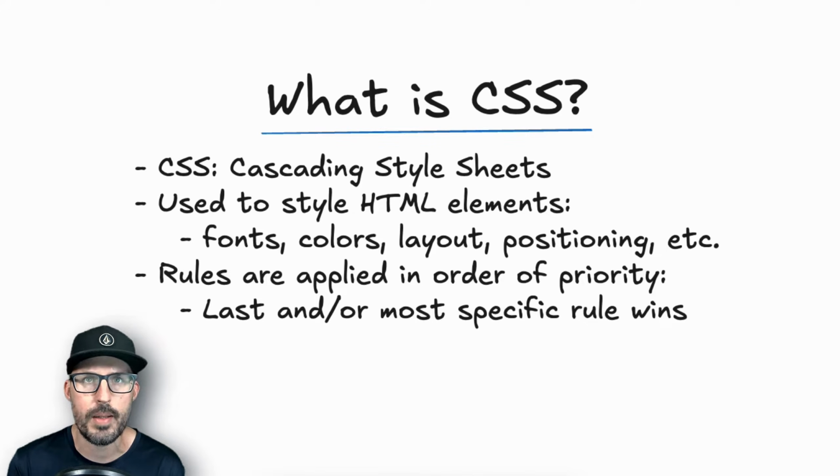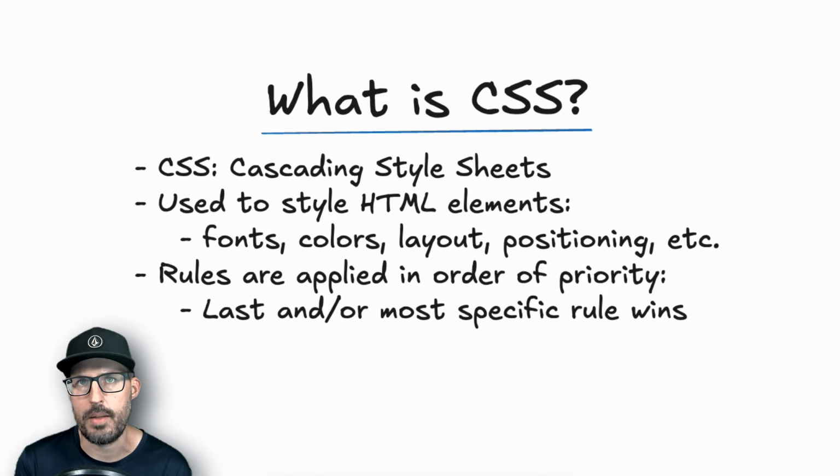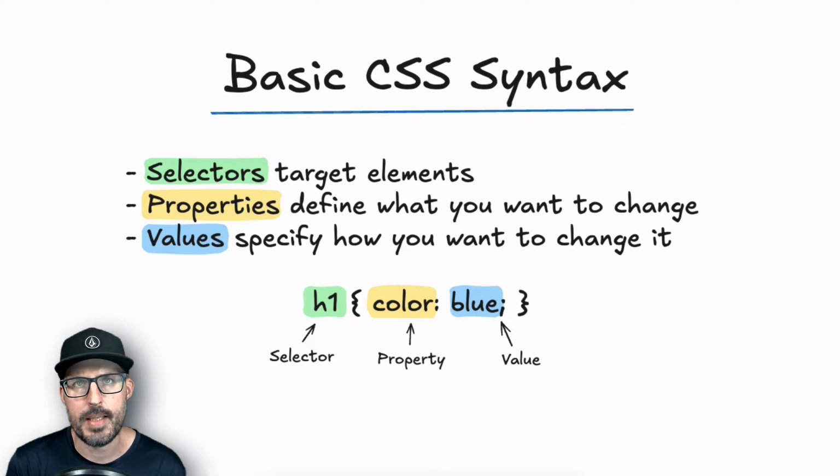And that's the fundamental thing that you need to understand about CSS. Now, CSS is made up of rules, and we're going to look at a few of these in just a minute. But the first C in CSS is for the cascade. And this essentially means that these rules are applied in order of priority, and the last and or most specific rule wins. And we'll take a look at an example of that in just a minute. But before we get to that, we need to talk about the basic CSS syntax.